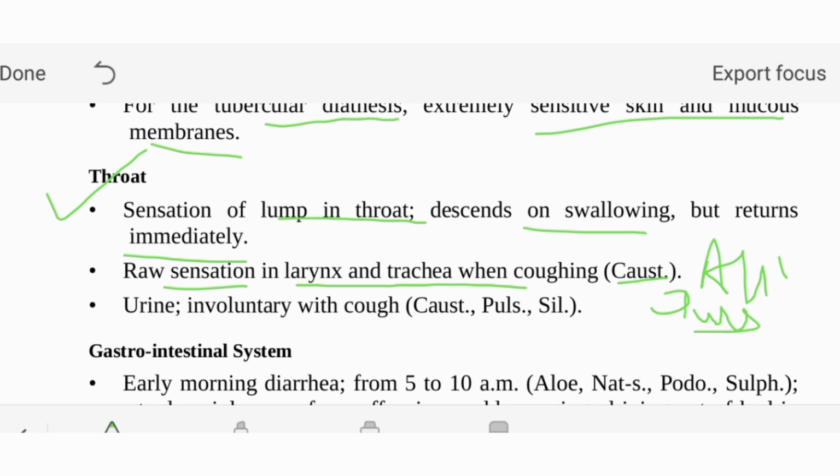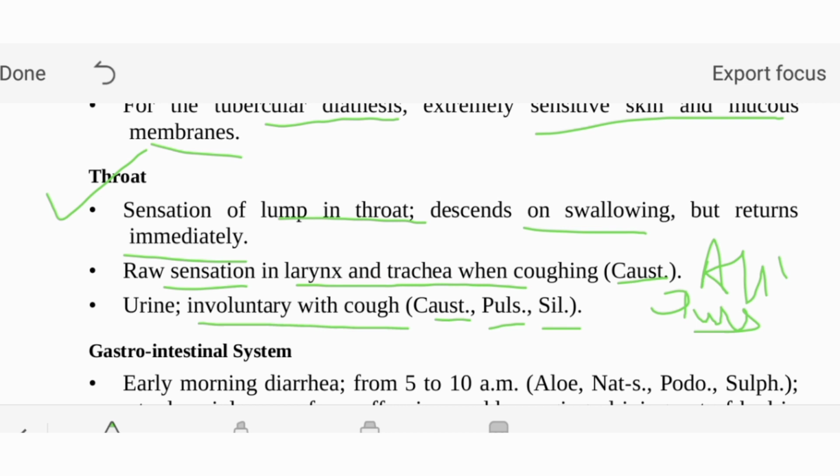Cough causing involuntary urination is also Pulsatilla. You can get that cough with involuntary urination in Pulsatilla and Causticum. In Causticum there will be involuntary urination due to bladder weakness, and Silicea as well. So 4 drugs you should always remember for involuntary urine during cough.